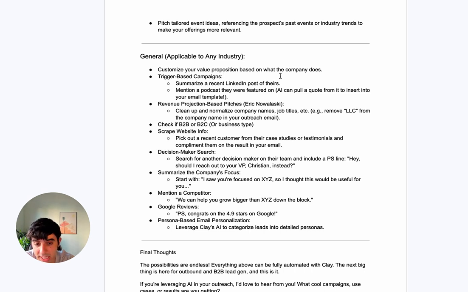You can have AI scan the web for, has this person been featured in a podcast recently? And you can call it out. If you want to even really get fancy, you can have AI actually pull a quote from the actual podcast and insert it into your email template. Most podcasts usually do show notes, where they transcribe it. And even if not, you could go super fancy and have AI transcribe it for you. But most podcasts usually do show notes.